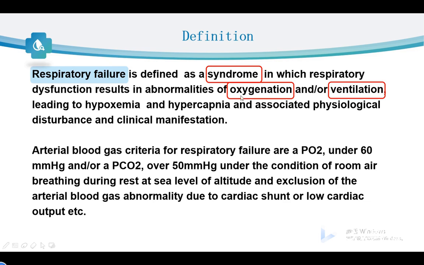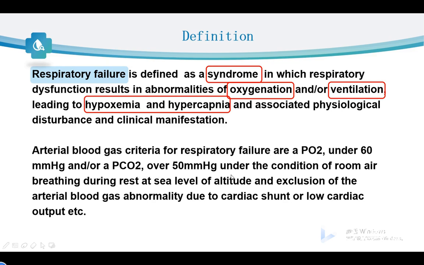Another keywords are the oxygenation, with or without ventilation. That means the mechanism of respiratory failure is about the abnormalities of the oxygenation and or ventilation. And these mechanisms can finally result in hypoxia and hypercapnia. We just talked about the diagnostic criteria for respiratory failure, with an abnormal range of the partial pressure of the oxygen and carbon dioxide.